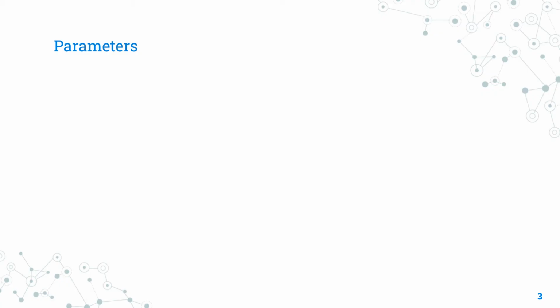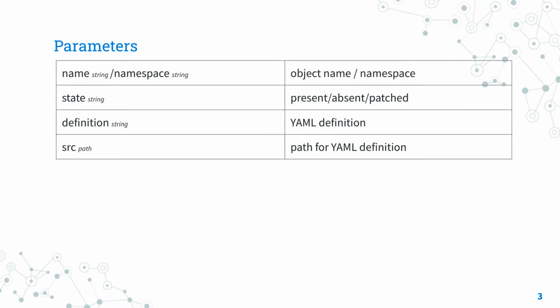Parameters. There is a long list of parameters of the K8s module. Let me summarize the most used. The name specifies the object name and the namespace or project name. They are useful to create, delete, or update an object. The API version specifies the Kubernetes API.